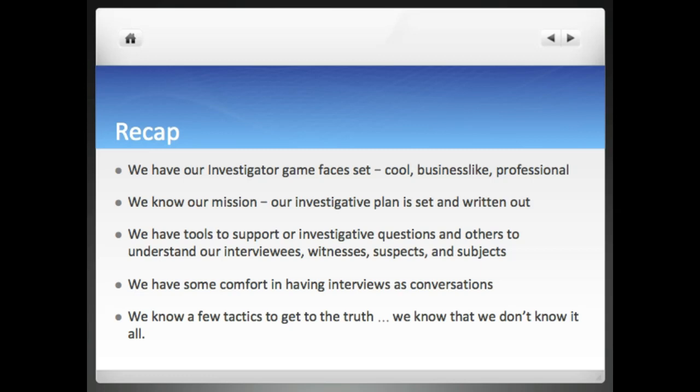We have the tools to support our investigation questions. We know that we have those tools we discussed last week, and the ones that you made a great list of for the dossier too are all things you can use to help support your case. And we also understand something about interviews, not a lot, but enough to get by, and understand that these interviews are conversations. They're a conversation with a purpose and a conversation with a goal to get our investigative plan done and to find facts in a matter. But they are nothing more than conversations. And we know a few tactics to get to the truth, some of those pressure points that we can apply. And we also know that we don't know it all.